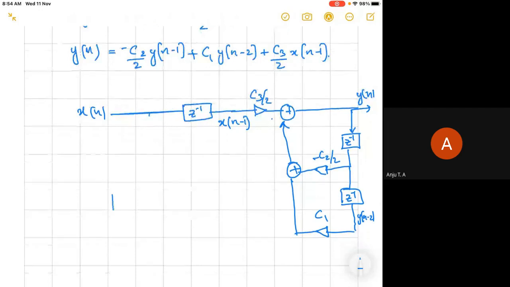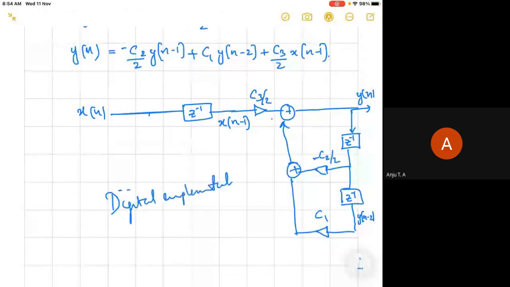So this is the digital implementation of the system 1 by s square plus 8s plus 15.